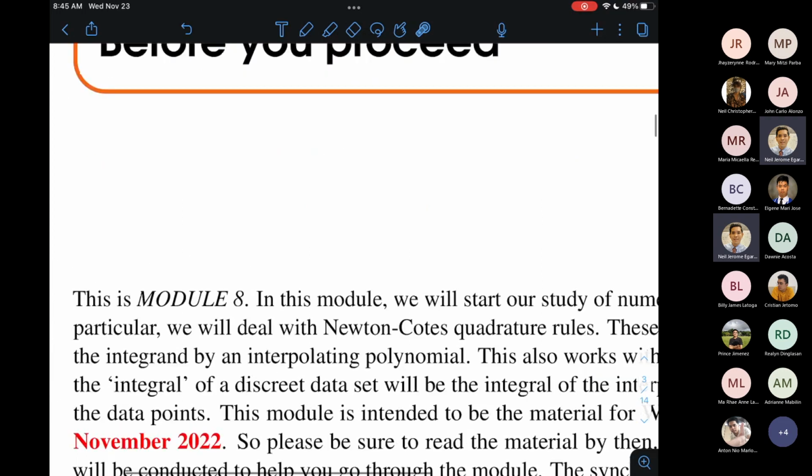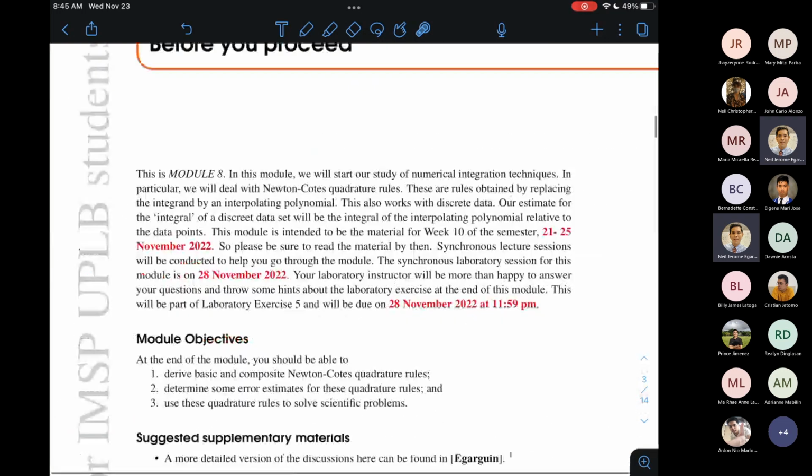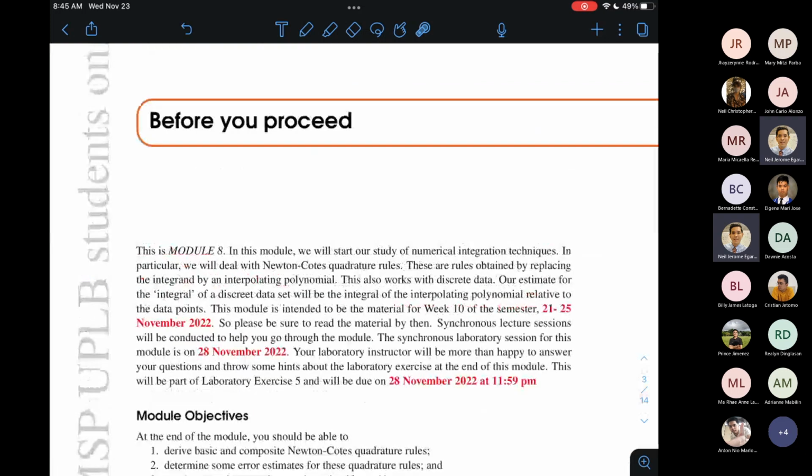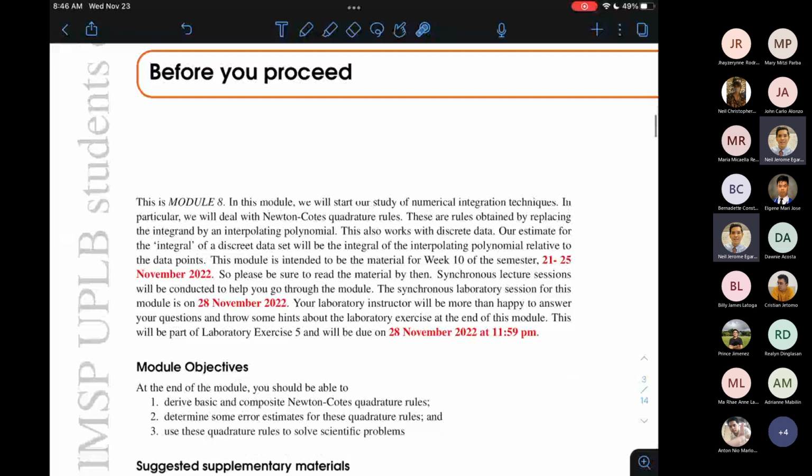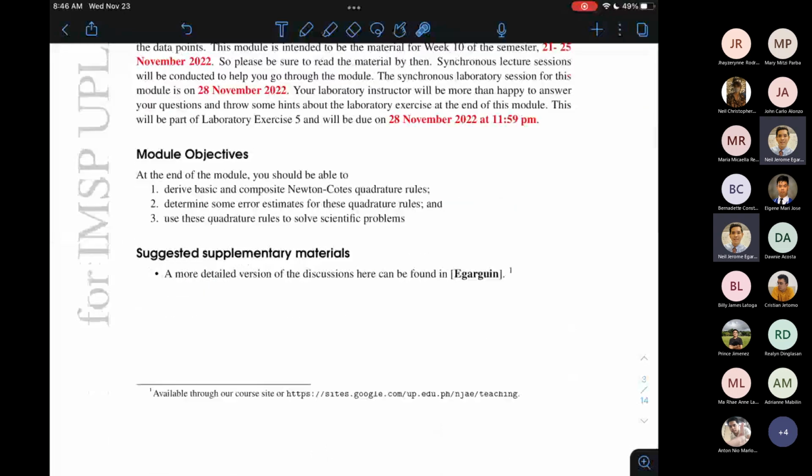Pero module number 8 is about numerical integration, all right? So this would be our topic for the remainder of the semester. Specifically, the basic Newton-Cotes formula would be our menu for this week. All right, and then you'll have another laboratory exercise on the 28th, right before midnight deadline. Yeah. And then here are our objectives for the module.